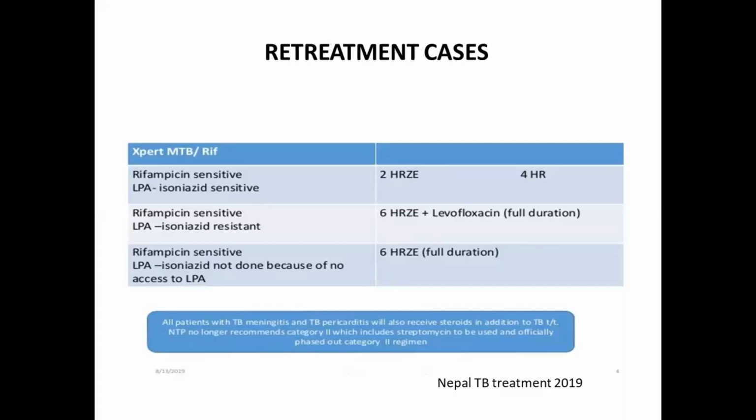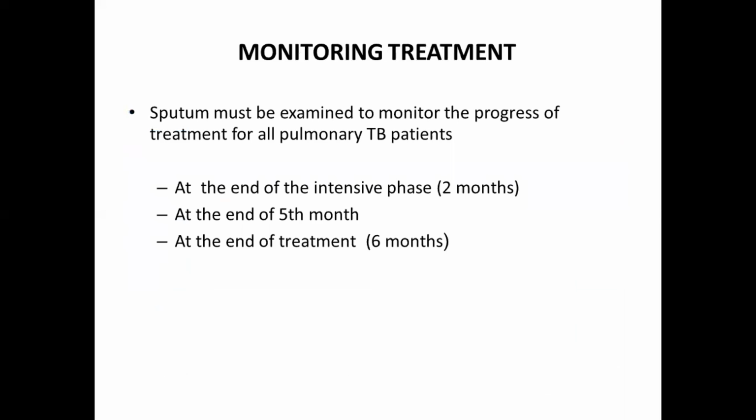And so you should know that all patients, either new cases or retreatment cases, who have tuberculosis meningitis and tuberculosis pericarditis, should receive steroids in addition to anti-tubercular therapy.